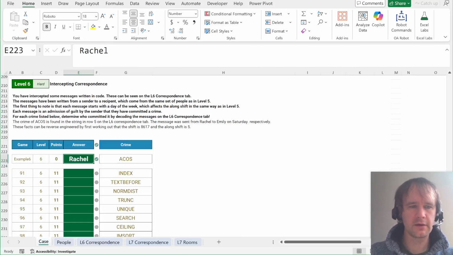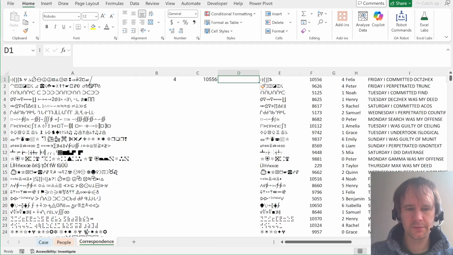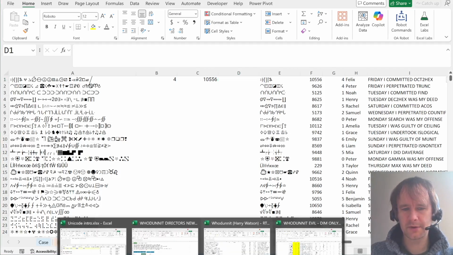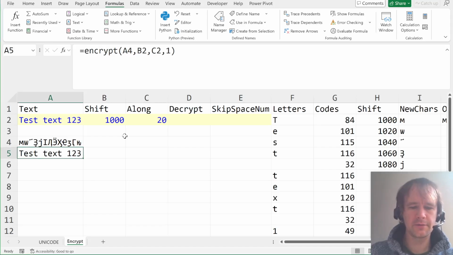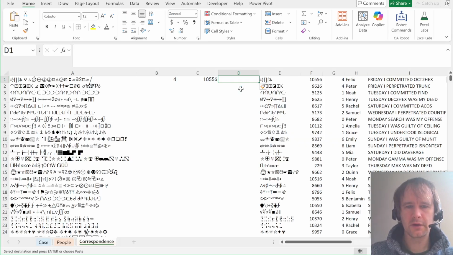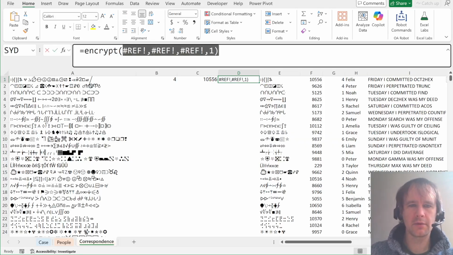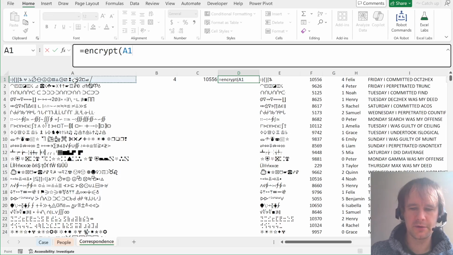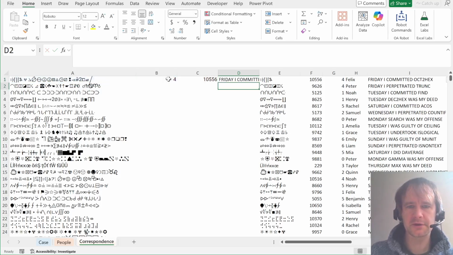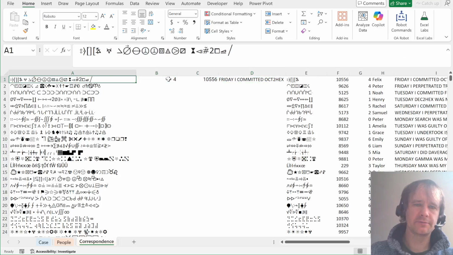And then let me just grab my, oops, don't mean to show you that. I'll have to cut that out. Then I just grab my lambdas over here and paste it in here, and I want to decrypt this using this shift and this along shift, decrypt, skipping spaces and numbers, and there we have it.